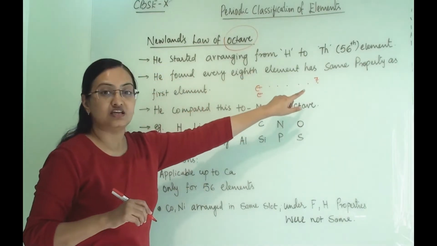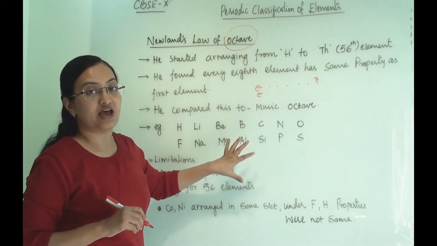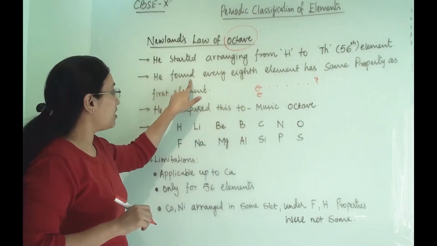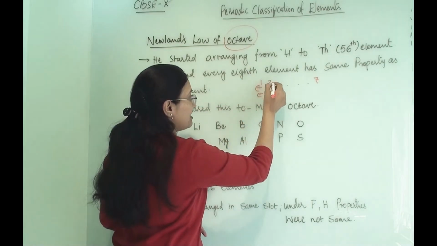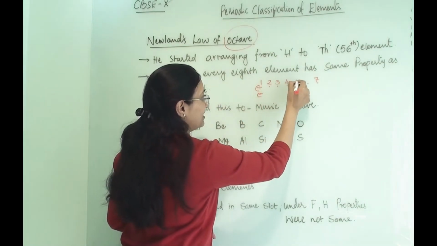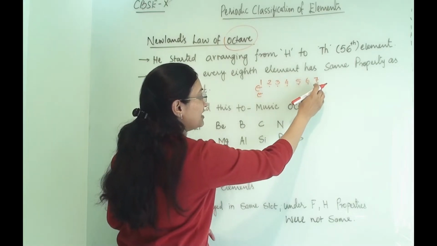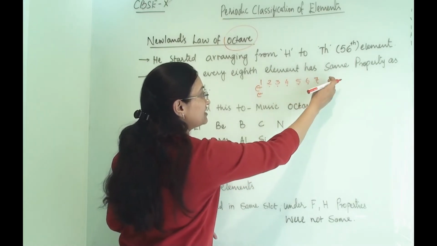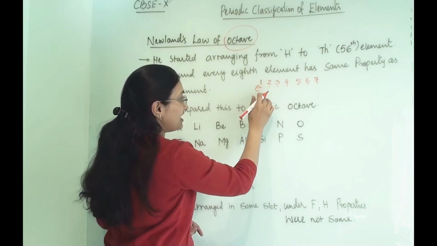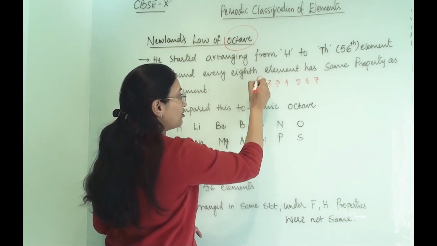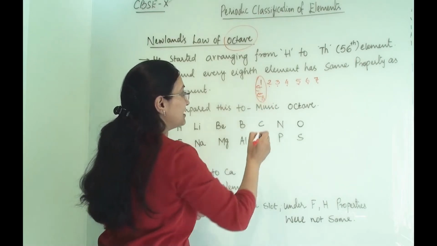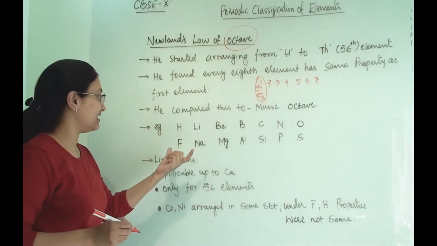That was his finding through this arrangement. Again, he found every 8th element. So he arranged 7 elements in line like this, and he discovered that the 8th element, whatever he is getting, has a similar property to that of the first element. That was his finding through this arrangement.